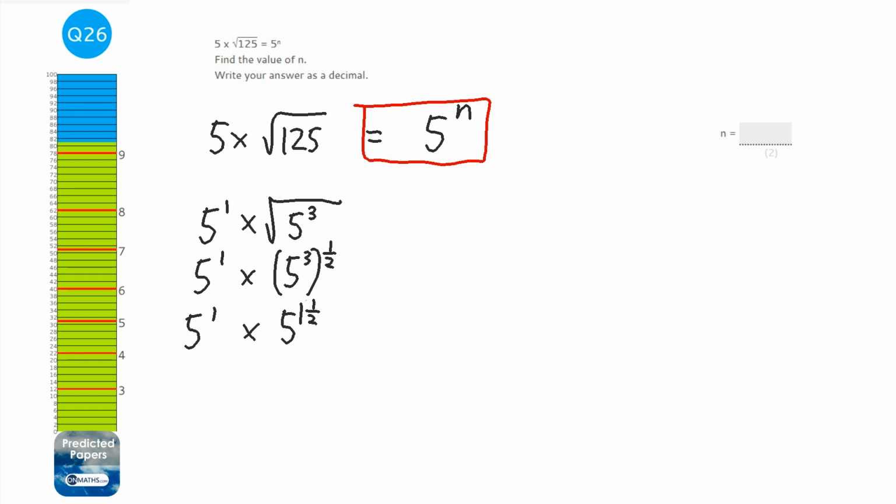So it doesn't matter. And the other rule I'll need to know about indices is when you times them, you add the powers. So it's going to be 5 to the power of 2.5, and it says write your answer as a decimal. So it's 2.5 as a decimal, it's just 2.5.